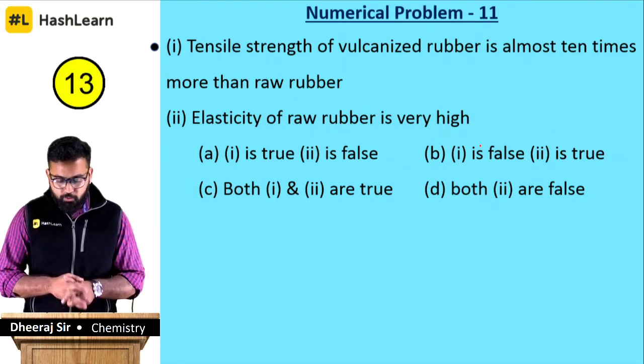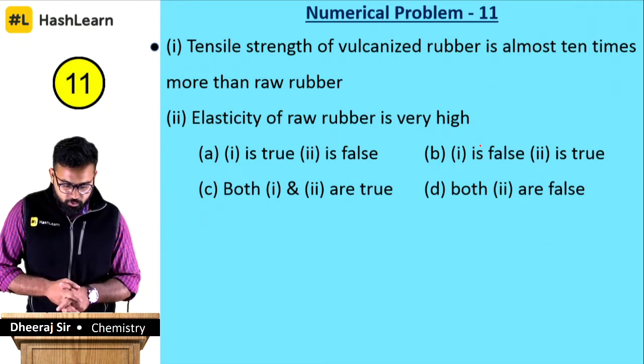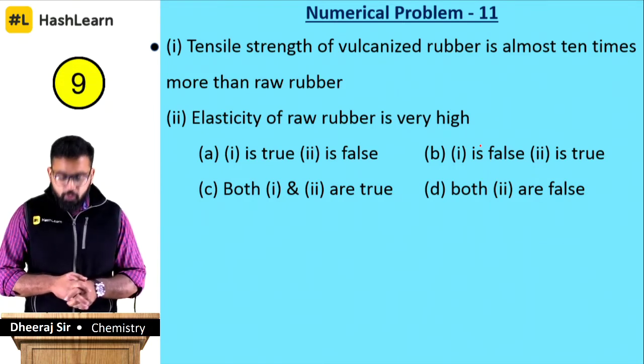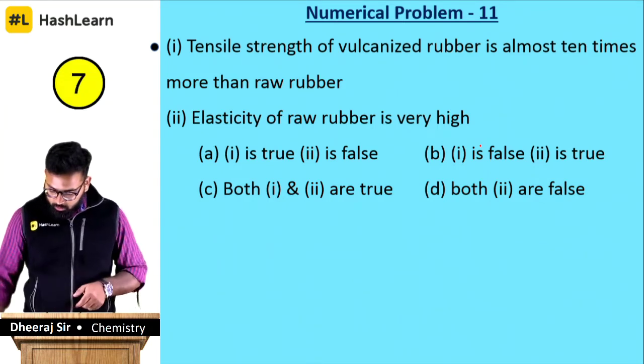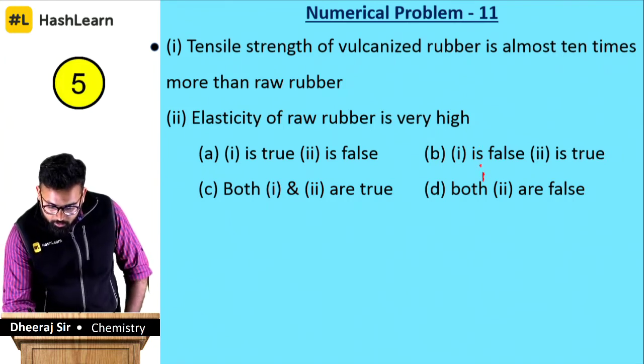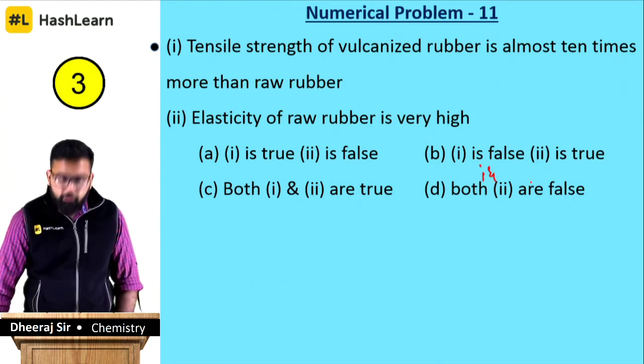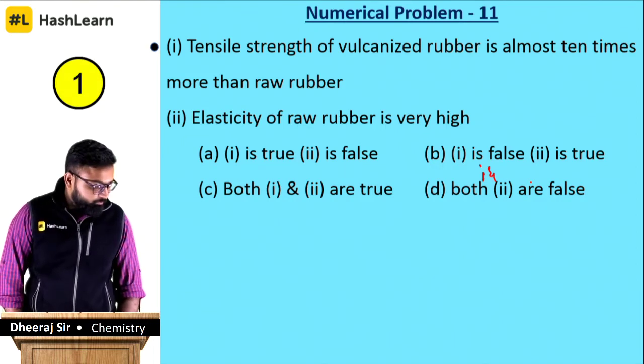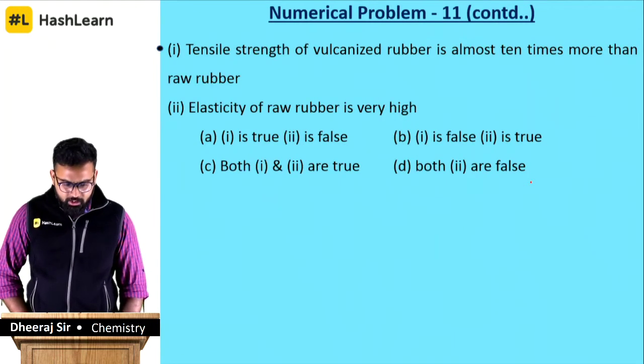1 is true, 2 is false. 1 is false, 2 is true. Both 1 and 2 are true. Both 1 and 2 are false. So it has to be both 1 and 2 are false. So what is it going to be? You can answer really fast.